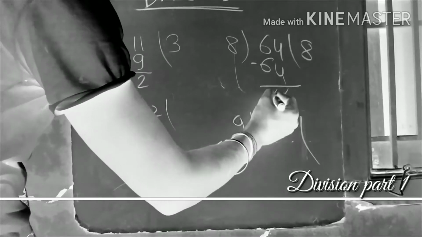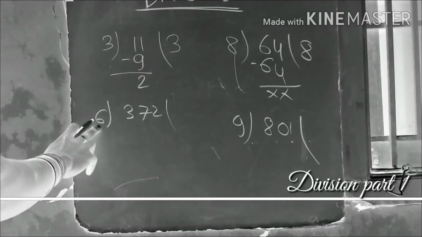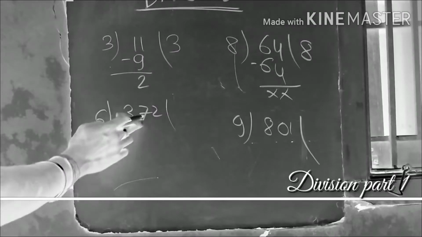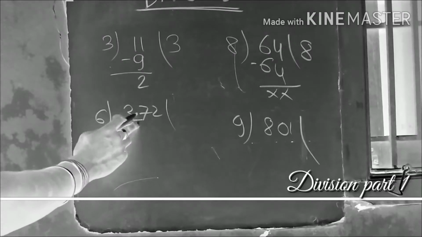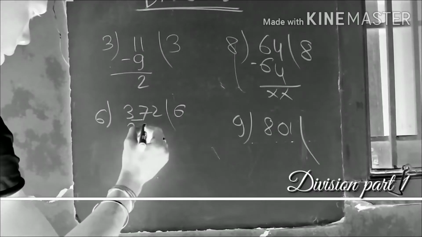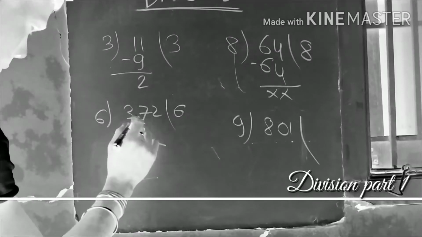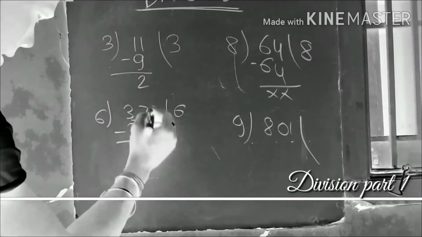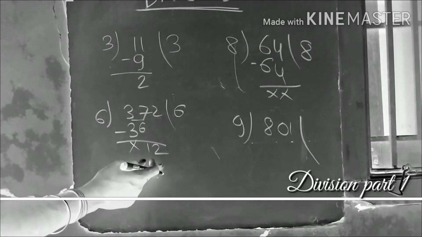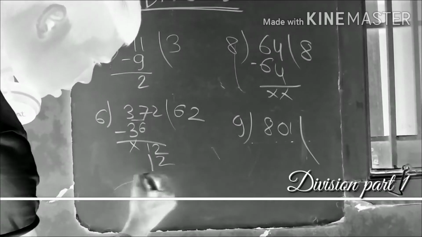Cancel off. Here we will look at the first digit. 6 is greater and 3 is not greater than 6. We will go to the second term, means 2 digits. 6 6 is 36. We have to write 36. Subtract, 7 minus 6, 1. 3 minus 3, cancel out. 12. How much will it contain? This 2 will come here. How much? 2 times 6 is 12.